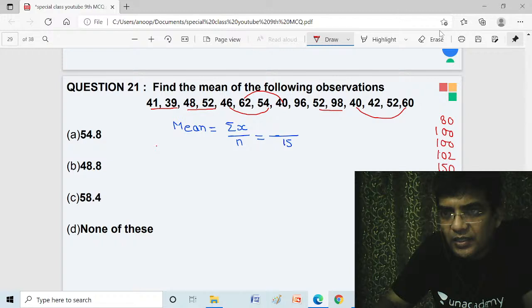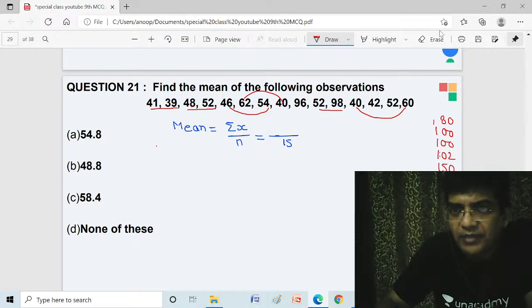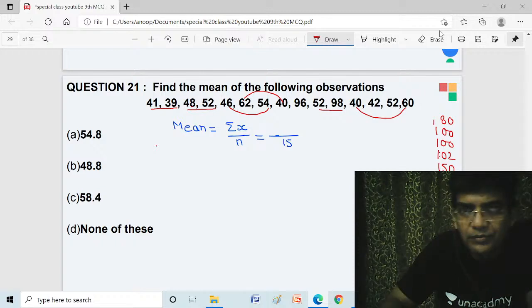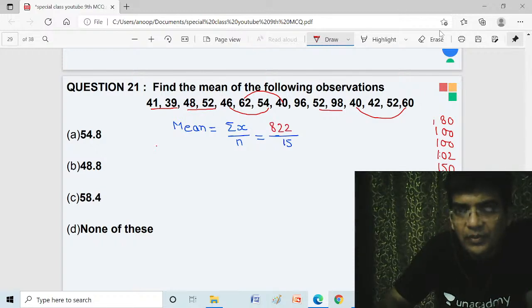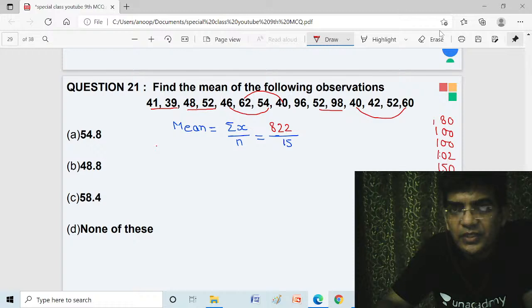Now 96, 42, 52. 52 and 42, let me add them. 94 and 96. 822 upon 15. Just check the calculation. Okay, can it be reduced? No, we have to simply divide 822 by 15. Just check the calculation.